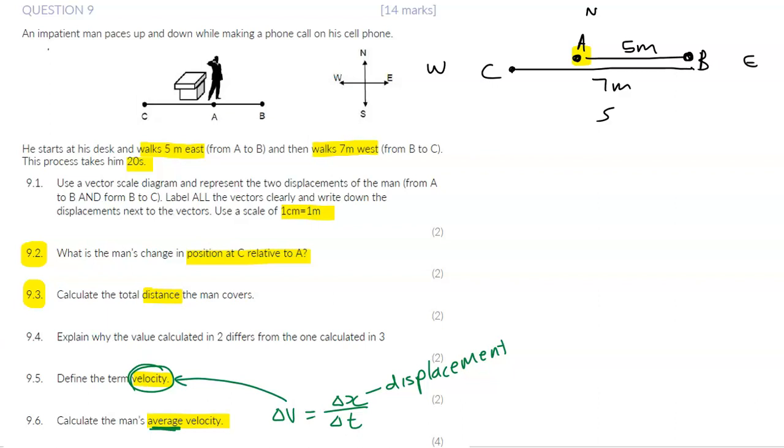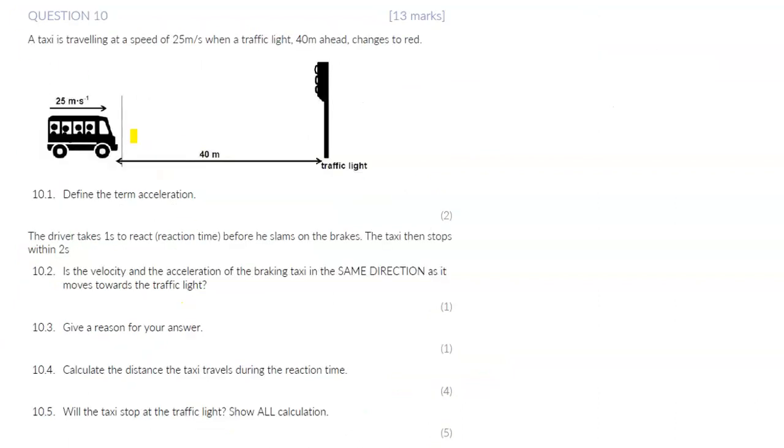So we've got everything covered there. Question 10. A taxi is traveling at a speed of 25 meters per second when a traffic light 40 meters ahead changes to red. Define the term acceleration.